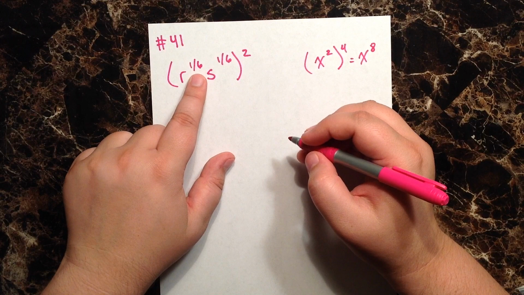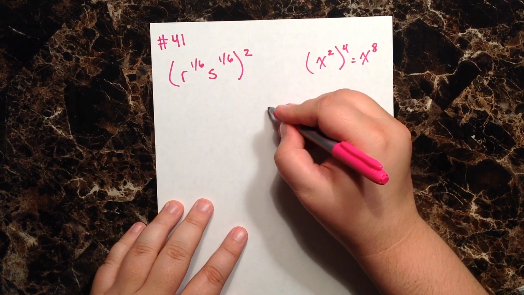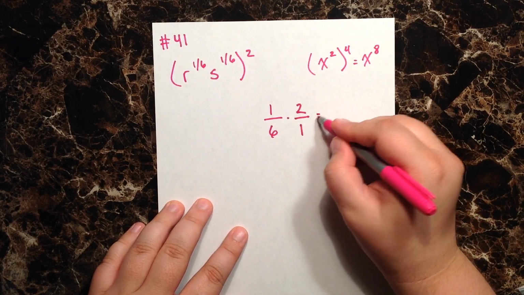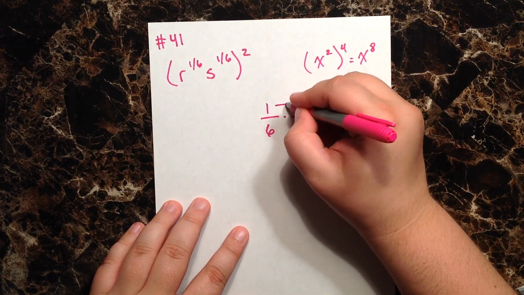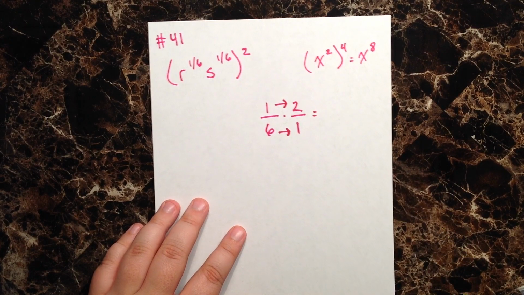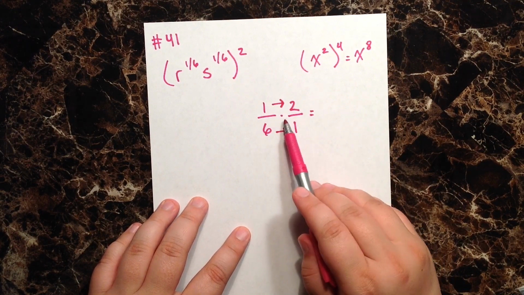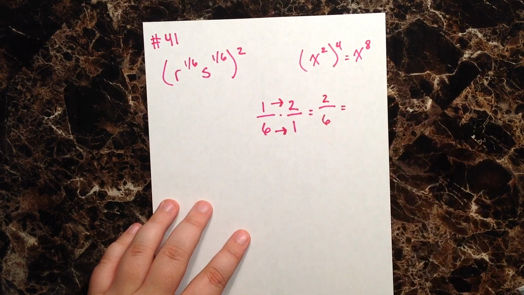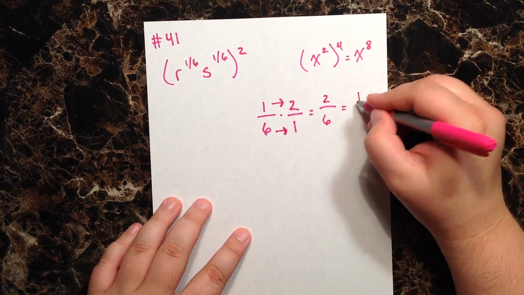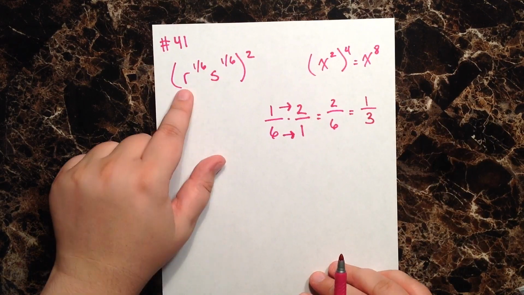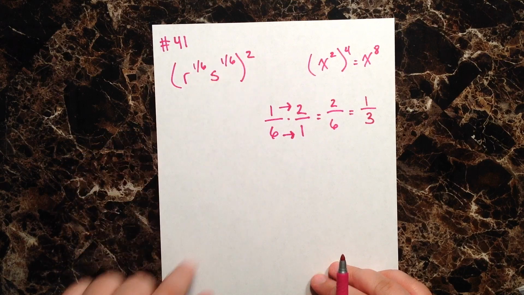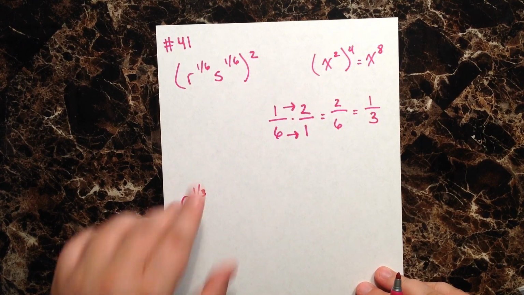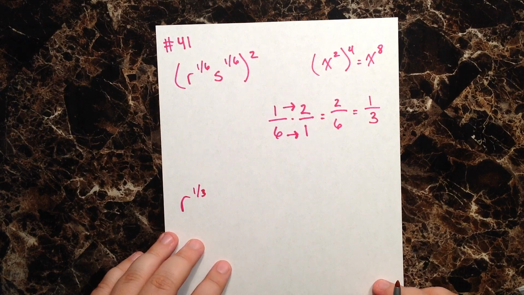So really, this is saying 1/6 times 2. We can write 2 as a fraction, as 2/1. And when we multiply fractions, we just go from left to right. We don't worry about common denominators or anything like that. So 1 times 2 gives me 2, and 6 times 1 gives me 6. But this can be reduced, can't it? 2/6 is the same as 1/3. And so when I take r to the 1/6 and raise it to the second power, it comes out as r to the 1/3.